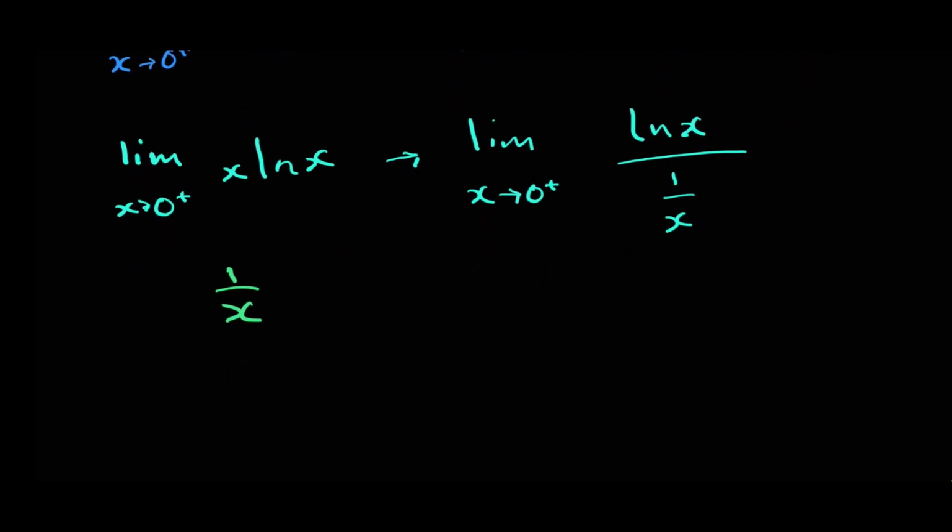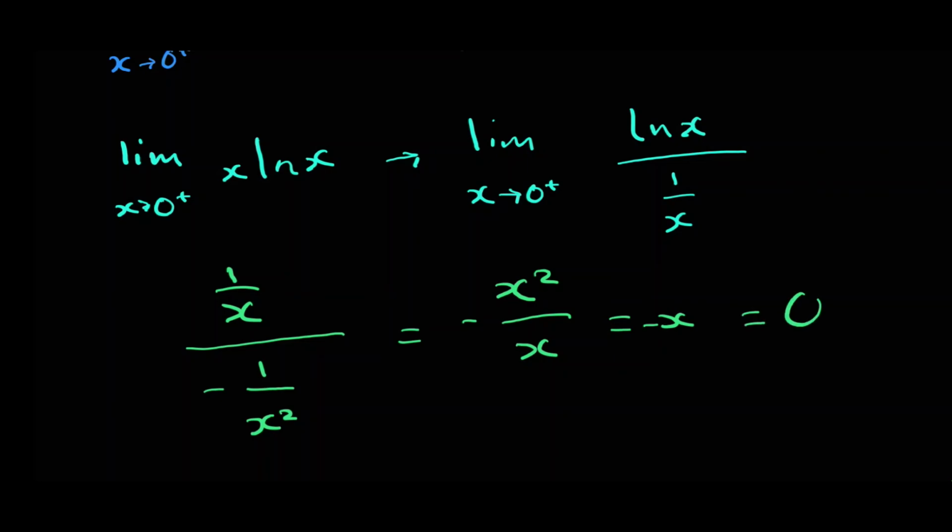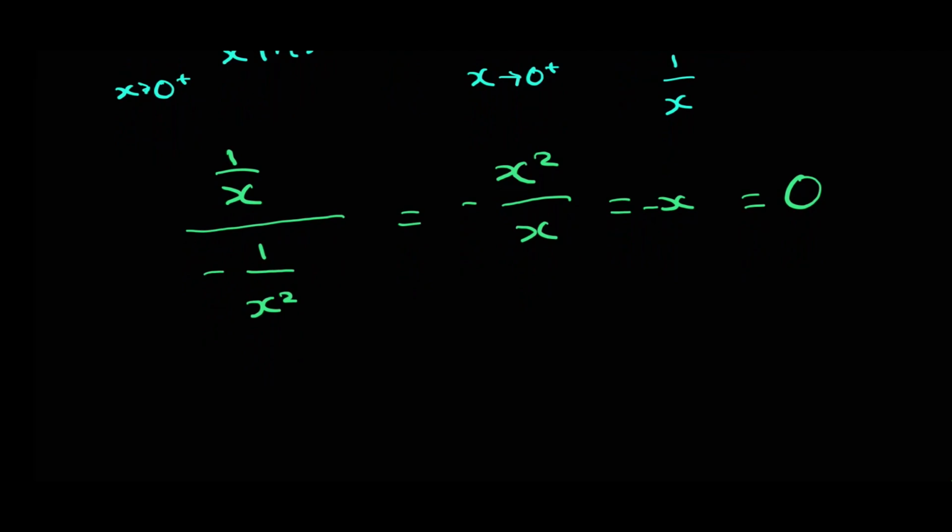you get 1 on x, which is the derivative of ln x, over negative 1 on x squared. That's the derivative of 1 divided by x. And that can be rewritten as negative x squared over x, which equals negative x. So if you sub in x approaches 0, you get a limit of 0, but that's for ln y. We want to find the limit of y. So the limit as x approaches 0 from the positive side of ln y equals 0.